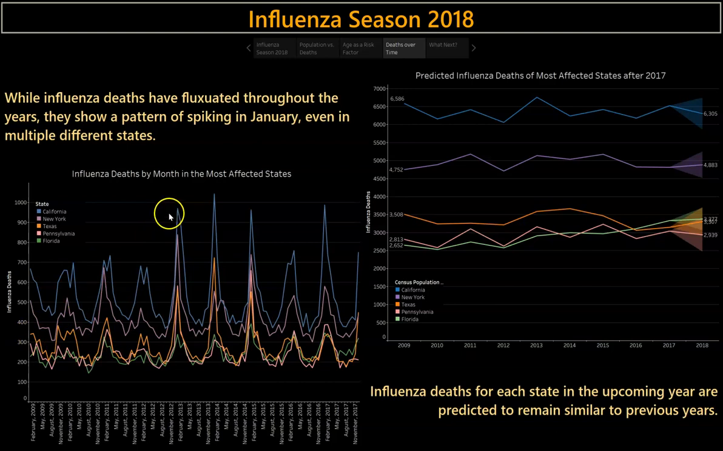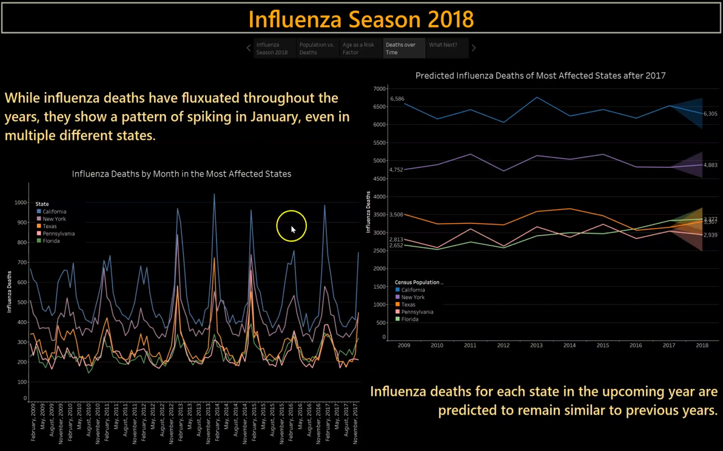Well, if we look at the spikes here, you can see this spikes in January. This one, also January. This one, January again. This one, March, and January. January again. So what that tells us is that in multiple different states, over time, for several years, the influenza deaths have been at their peak in January.